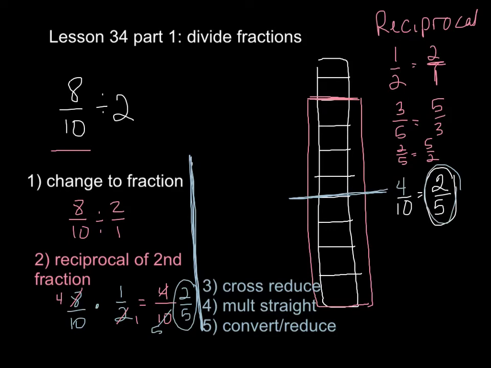So these would be the steps: change to a fraction, just the same as the last lesson, right? That's the same thing. This one's different: reciprocal of the second fraction. We're doing some magic to turn it into a multiply problem so that we can use the steps we already know how to do. This is what's happening. This is how we can find it easily.